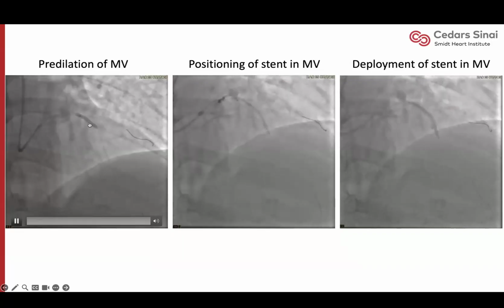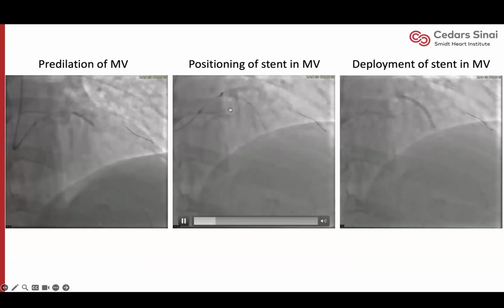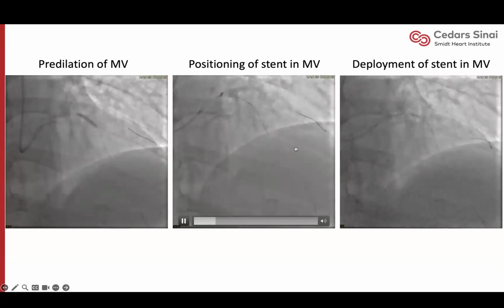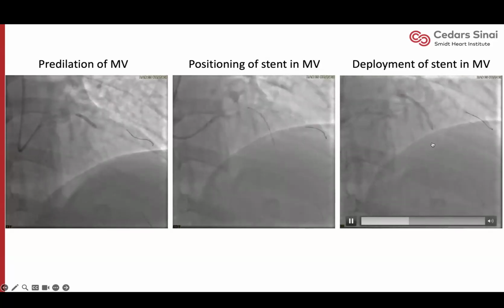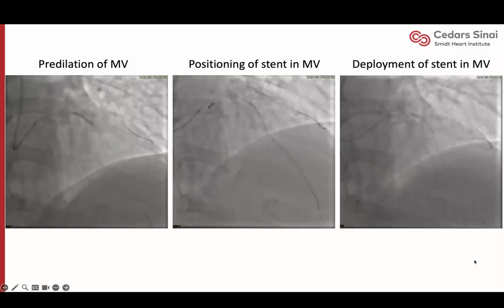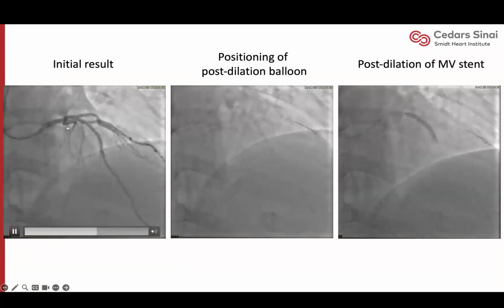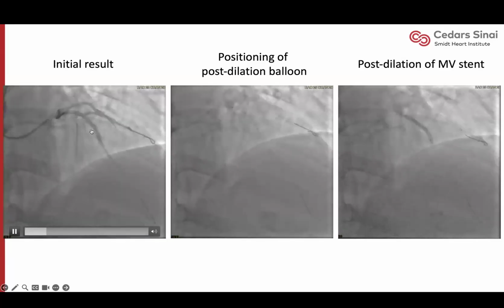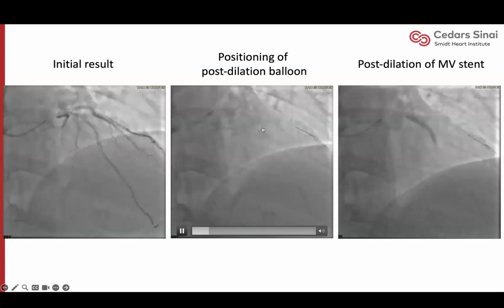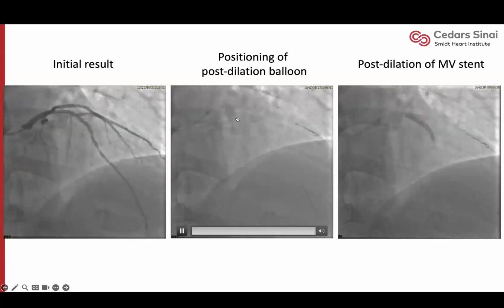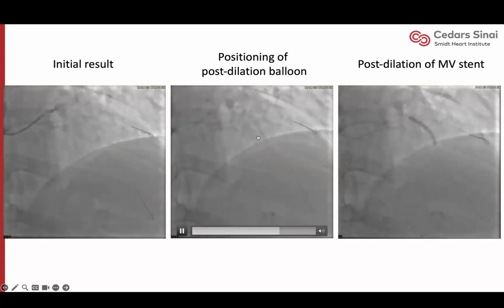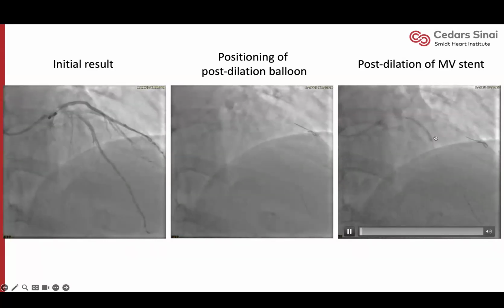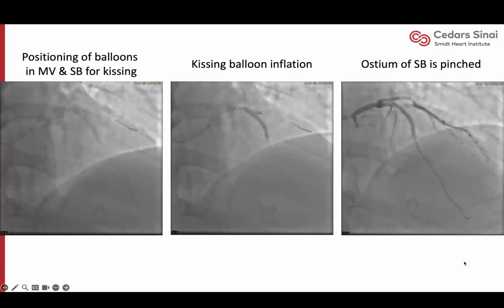Here you can see predilation of the main vessel, positioning of a long stent in the main vessel, and deployment of that stent in that main vessel. Here is the initial result. So you can see the stent is nicely placed here. Post-dilation was done. Here is the positioning of the post-dilation balloon, and here is the post-dilation of the main vessel stent.